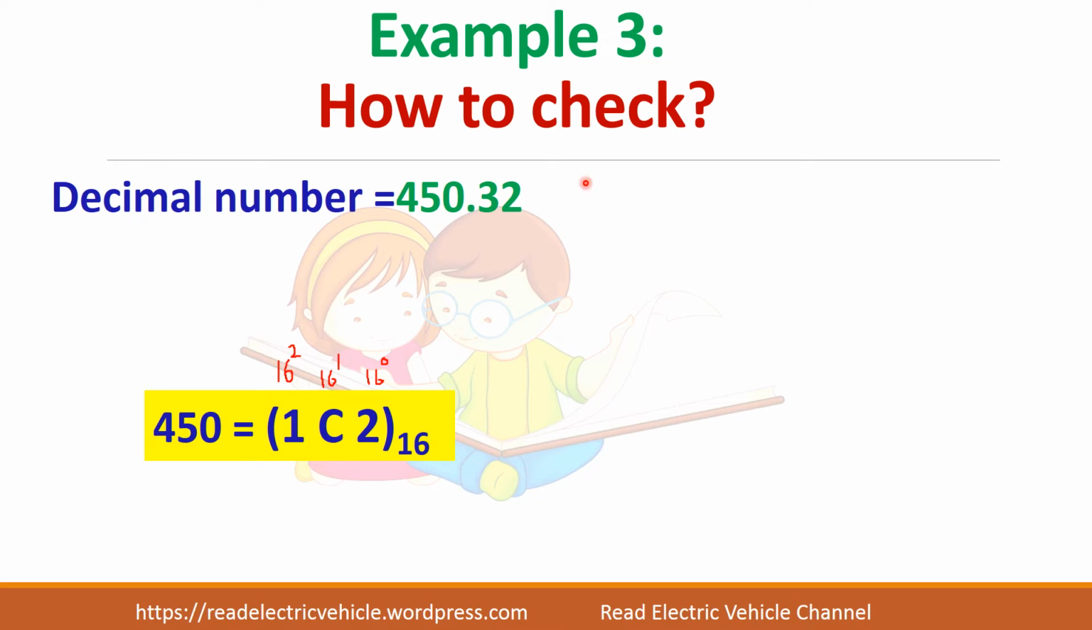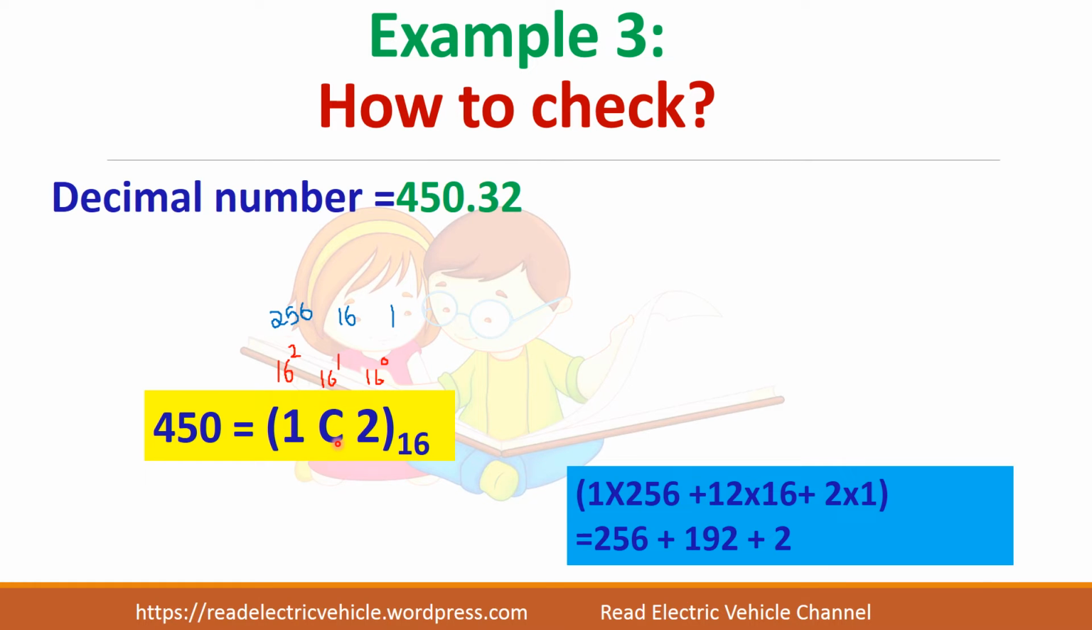First let us check whether this conversion is correct or not. For each position, mark the weightage. For this position, it is 16 power 0, then 16 power 1, and here you have 16 power 2. So this is 256, this is 16 and this is 1. Let us multiply: 1 into 256 plus C, what is C? 12, 12 into 16 plus 2 into 1. If you add it, you will get 450. So the answer is correct.